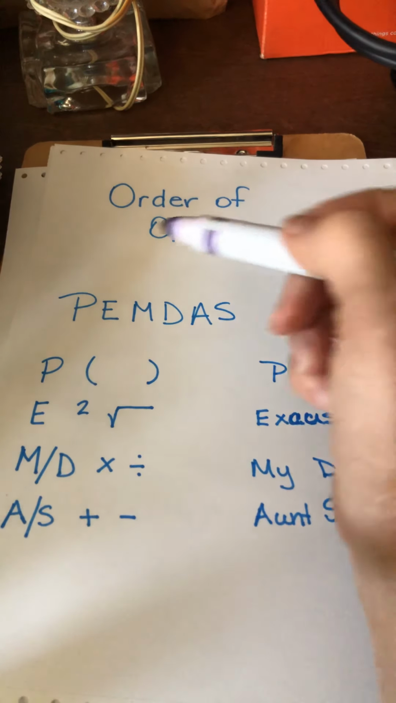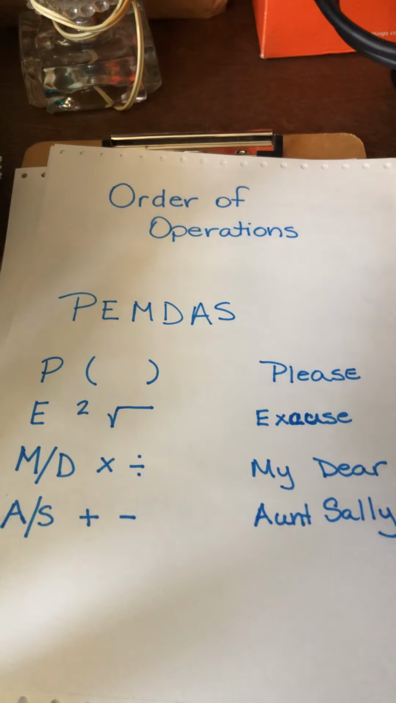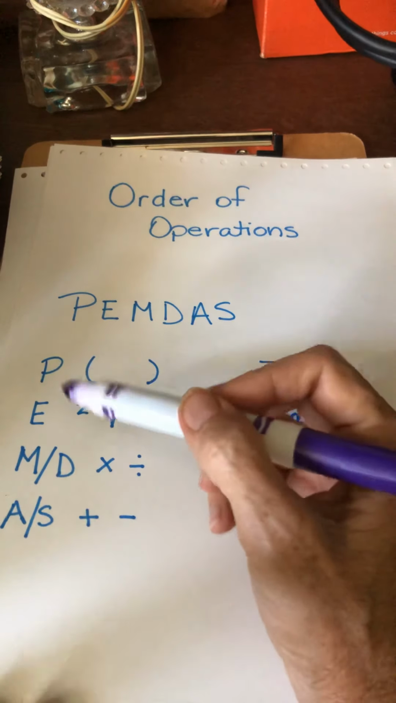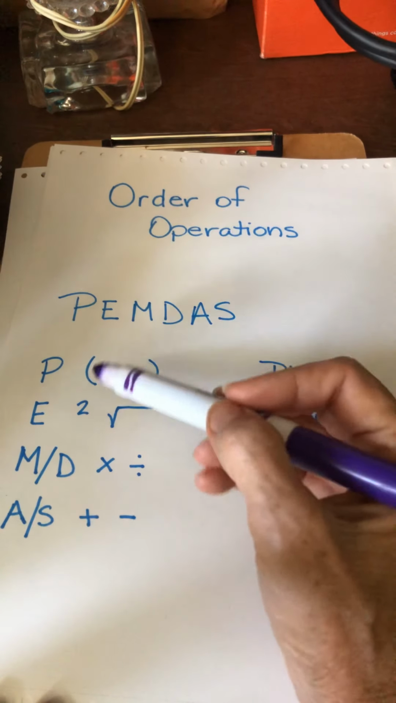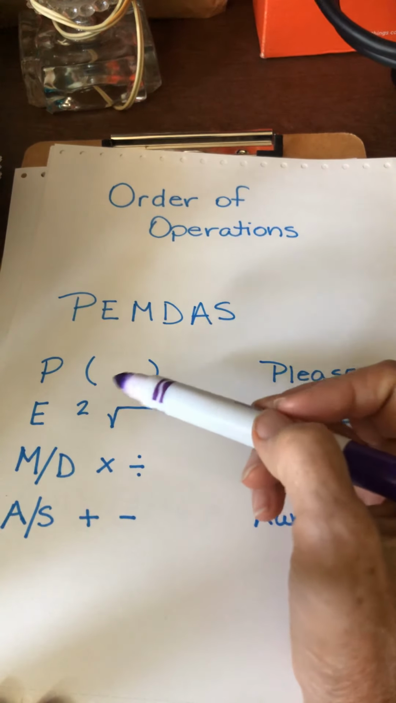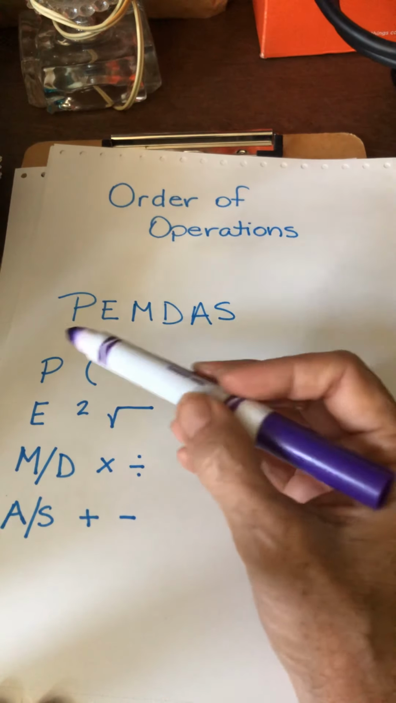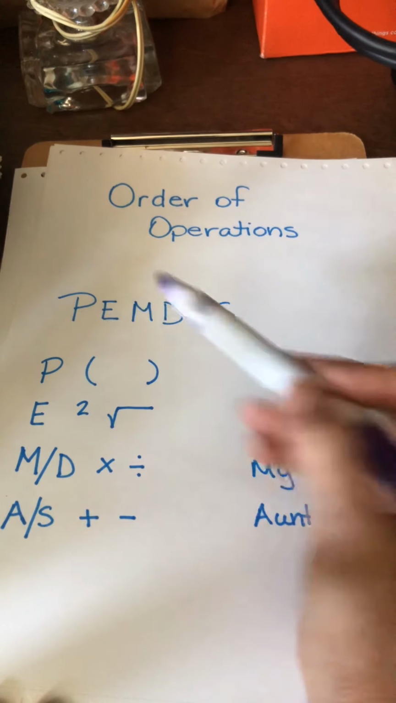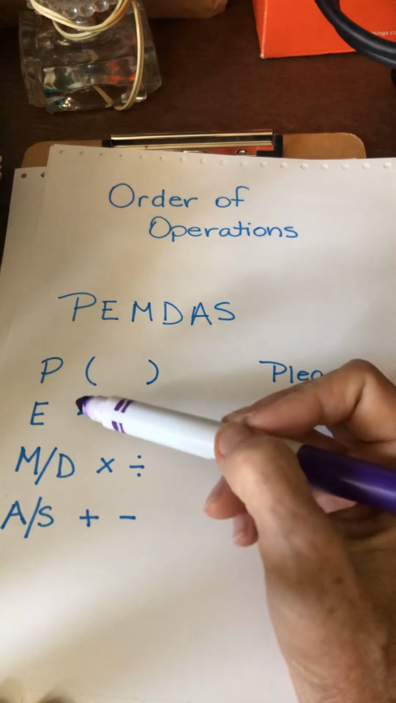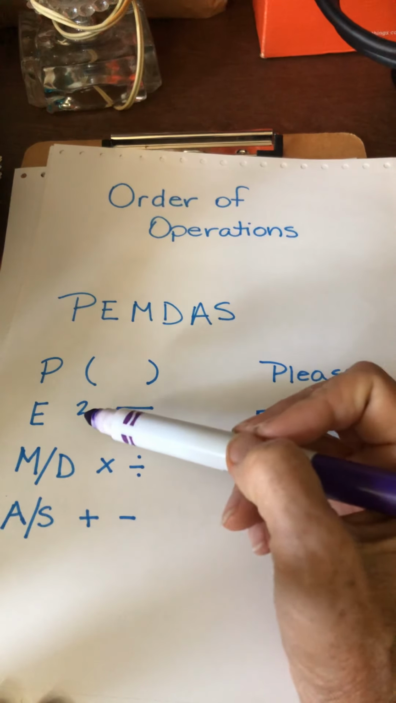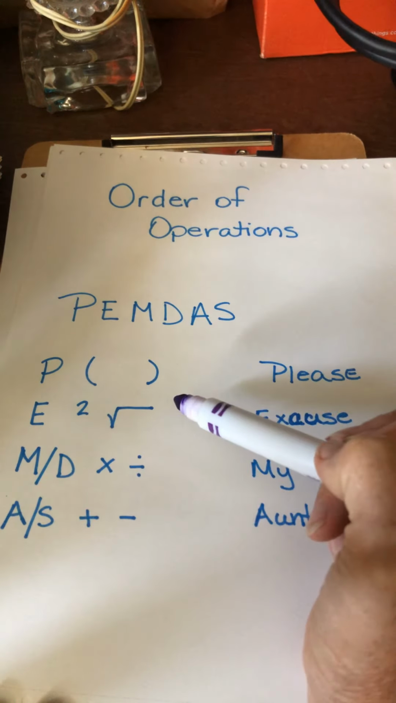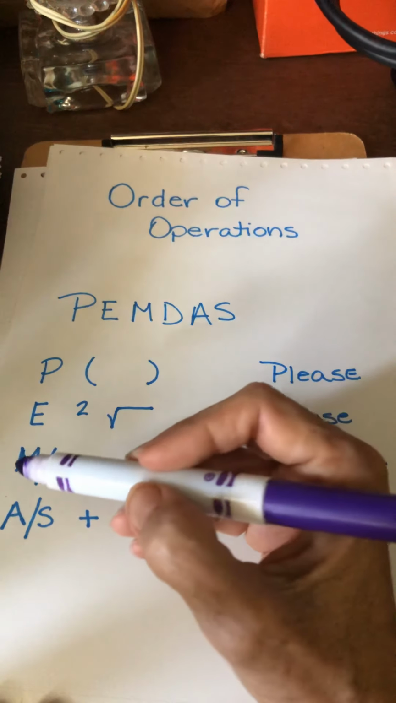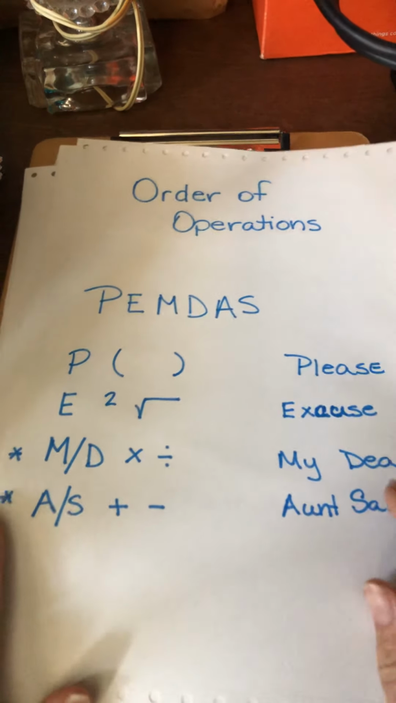Okay, so order of operations is sometimes called PEMDAS. The reason why it's called PEMDAS is parentheses always go first. So you've got to know the order. Parentheses first, that's the P here. Exponents, that's the little 2 or the little 3 or square root. Multiplication and division are next.